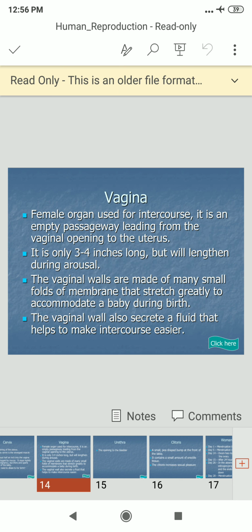The vagina, the female organ used for intercourse, is an empty passageway leading from the vaginal opening to the uterus. It is only 3 to 4 inches long but will stay longer in length during arousal, and the vaginal walls are made up of many small folds of membrane that stretch greatly to accommodate a baby during birth. And the vaginal wall also secretes a fluid that helps to make intercourse easier.